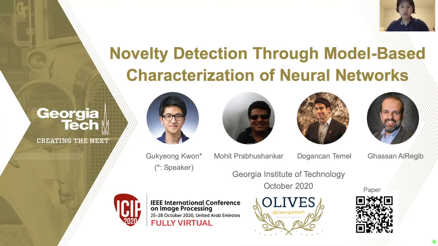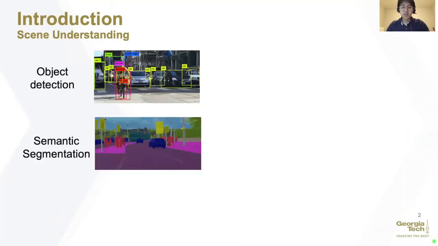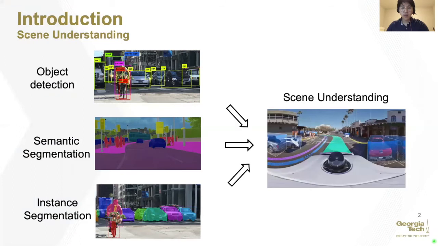Today I'd like to talk about our paper titled Novelty Detection through Model-Based Characterization of Neural Networks. The combination of developed techniques in object detection, semantic segmentation, and instance segmentation enabled algorithms to understand and navigate complicated scenes. Also, more and more research has reported outstanding performance of deep neural networks, making it feasible to deploy learning-based models in our real life.